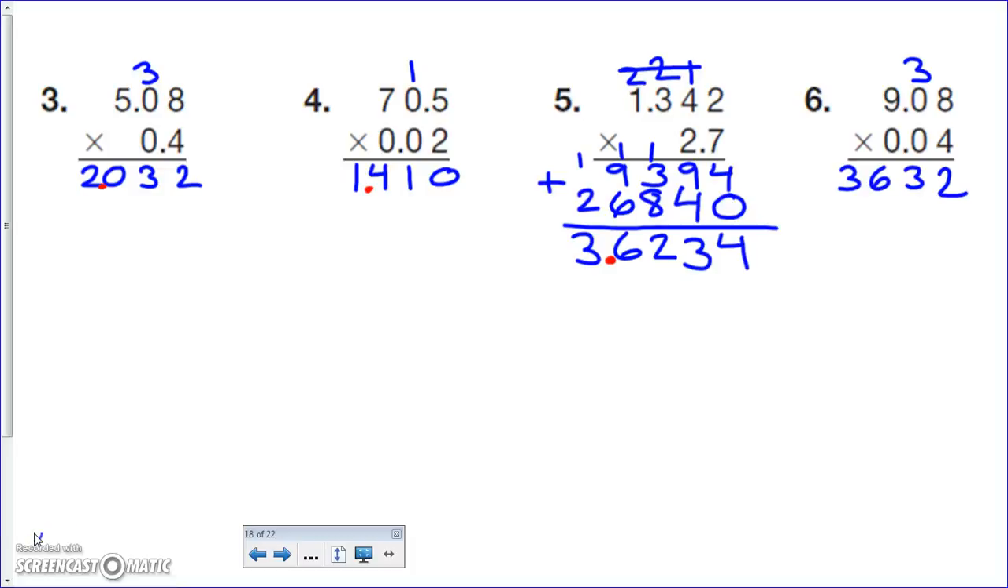Now we need to figure out where to place the decimal. So we know we have 2 places after the decimal in both factors, so we need 4 places after the decimal in our product, which means the decimal is going to go all the way in front of the numbers we have there. Then we're just going to add that 0 in front of the decimal point just so we can find our decimal and we know that's a number less than 1.